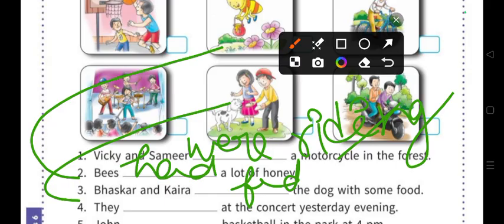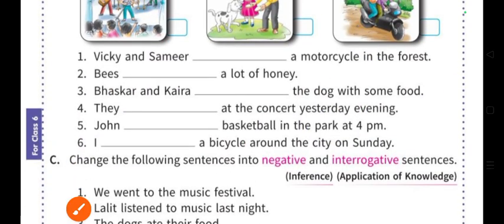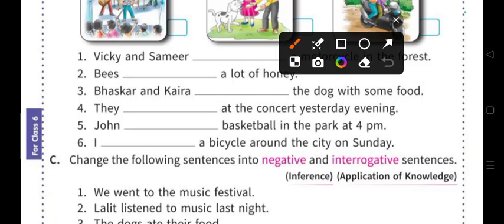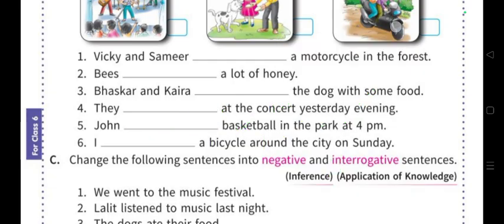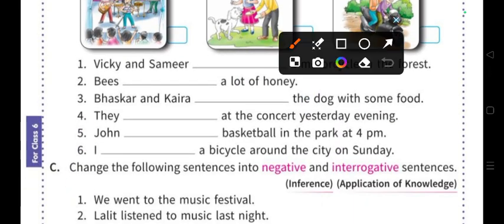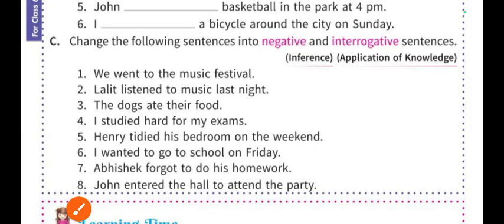Now the next one, they dash at the concert evening. So you can see here, this is the concert. Then you can write they were performing at the concert yesterday evening. Then John was playing basketball in the park at 4 p.m. Then the next one, that is a bicycle. So I was riding a bicycle around the city on Sunday. Next, change the following sentences into negative.